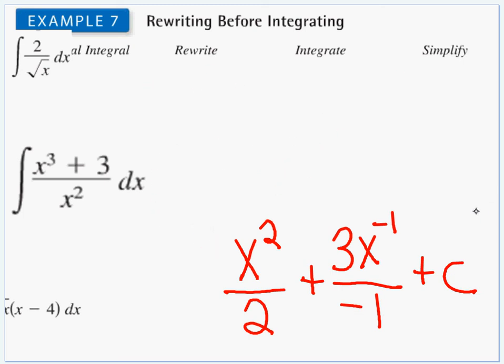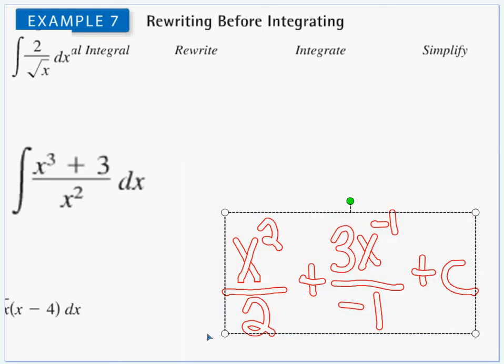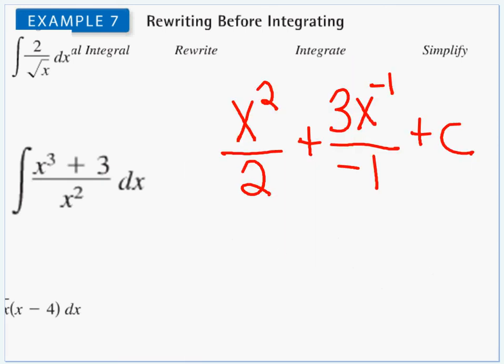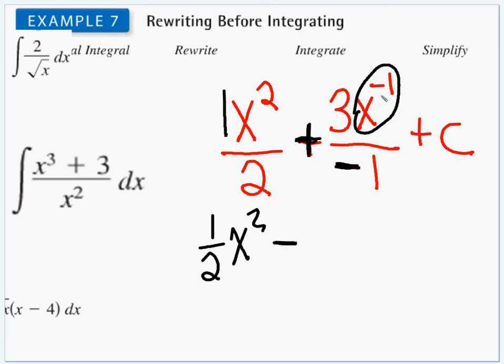So now just to make this look a little prettier, we just got to get rid of that negative exponent. And again, this is just my personal preference. I'm going to make this a 1/2 x squared. Now this plus is going to be overpowered by this minus, so now it's going to be a minus. And the x to the negative 1 is going to move downstairs. Be careful, the 3 has its own exponent. That 3 is going to stay in the numerator. X to the negative 1 goes downstairs, so now it's just an x down there. And our plus c. And there's our antiderivative.